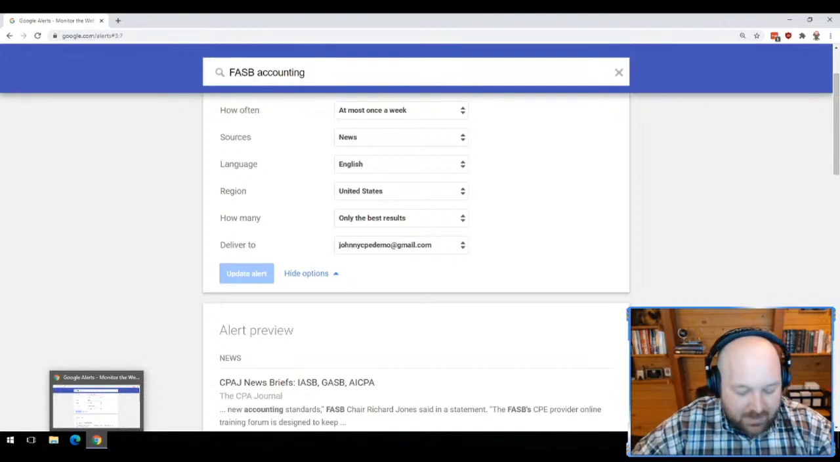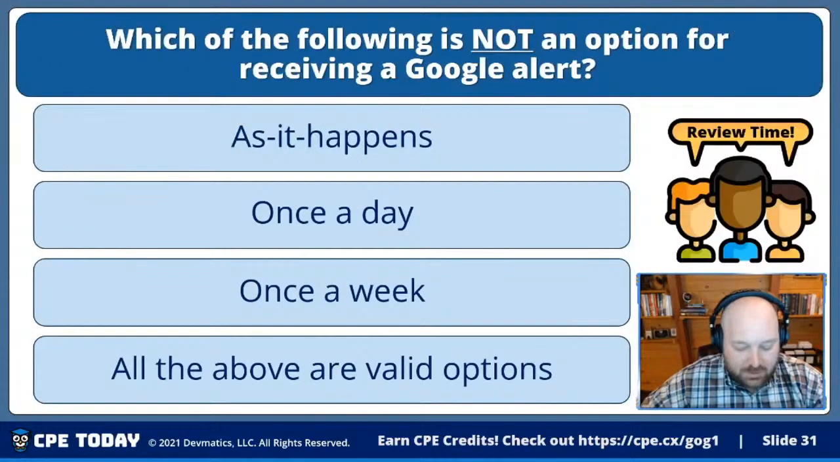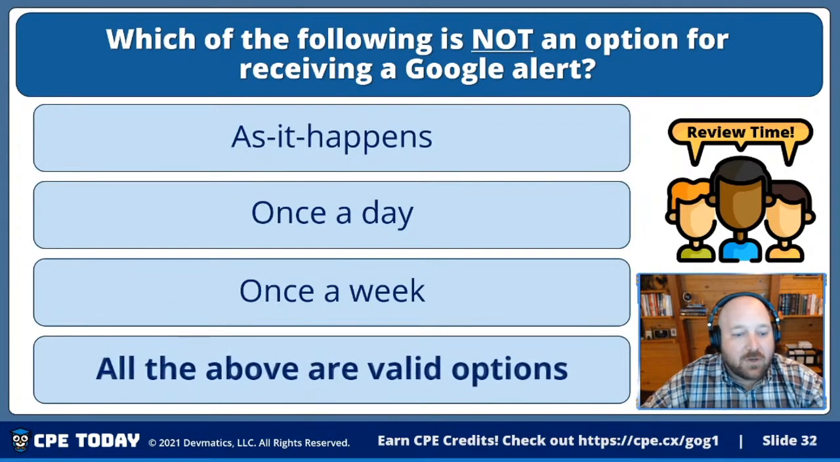All right, well, that brings us to the end of our presentation for the day and the end of our broadcast. Let's go ahead and have our final review question for the day. Which of the following is not an option for receiving a Google alert? Is it as it happens? Nope, you can definitely do that. Is it once a day? Yep, you can limit it to once a day too. Is it once a week? Yes, you could just get it once a week if you'd like that as well. So in fact, all of these are valid options. You can choose whatever frequency you would like to receive your Google alerts.